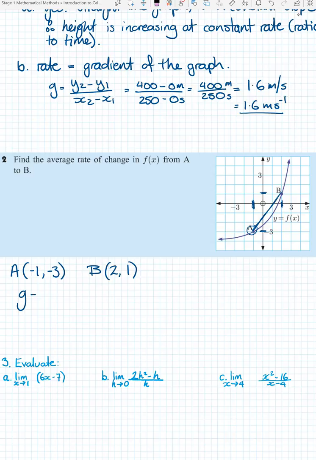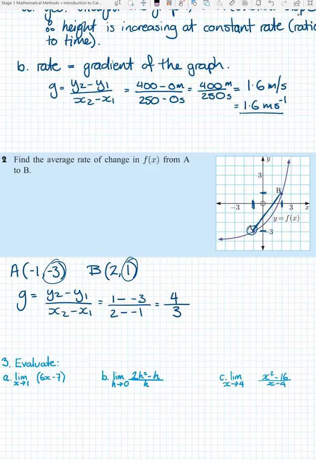So the gradient is equal to, again, y2 minus y1 over x2 minus x1. So y2, 1 minus -3 over 2 minus -1. So we have two negatives together make a positive, so 1 plus 3, and on the bottom, two negatives make a positive. So the gradient of that slope is 4 on 3.